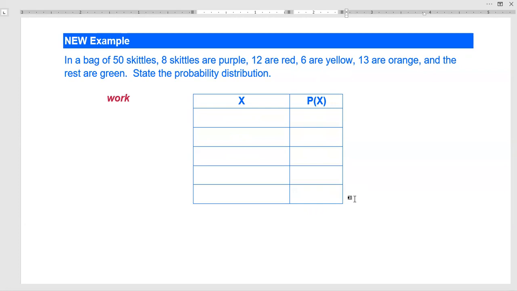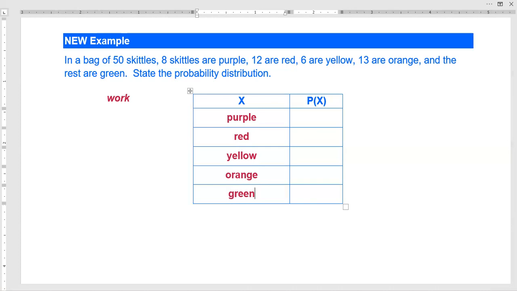So here we have a bag of 50 Skittles, and we're told that 8 of them are purple, 12 are red, 6 are yellow, 13 are orange, and the rest are green. So this one is really, really similar to the last example. We have some candies, and they're coming in a bunch of different colors. So let's go ahead and write their colors. We've got purple, red, yellow, orange, and green.